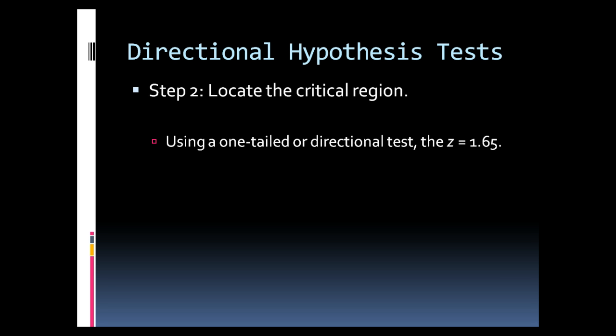Using a one-tailed or directional test, the z is 1.65, because now you don't have to divide your 0.05 by 2. It's because you're specifying a tail. So the extreme 5% is in the right-hand tail.